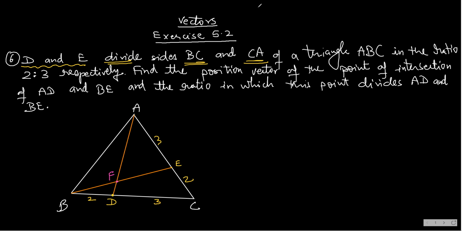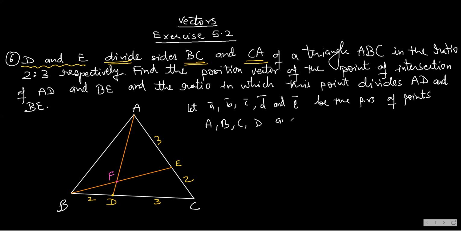So let's begin. Let A bar, B bar, C bar, D bar and E bar be the position vectors of points A, B, C, D and E respectively with respect to O. That is the origin. What is O? O is the origin.